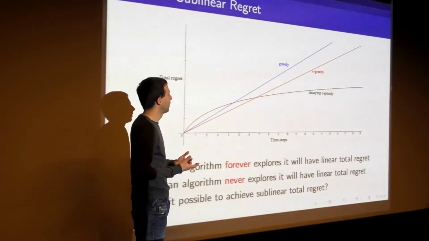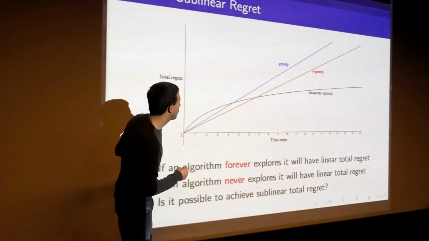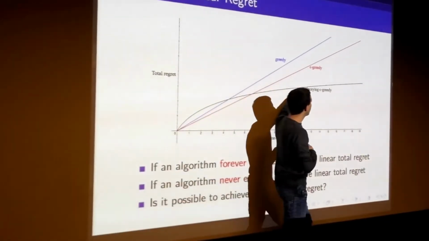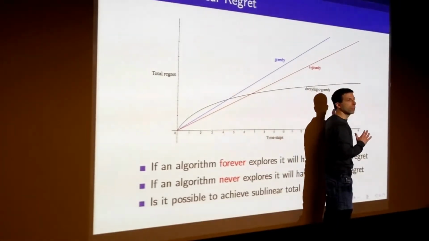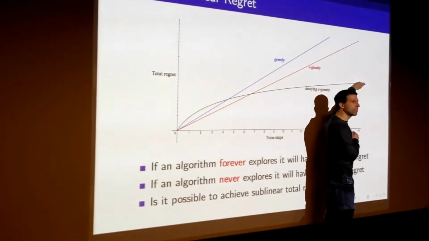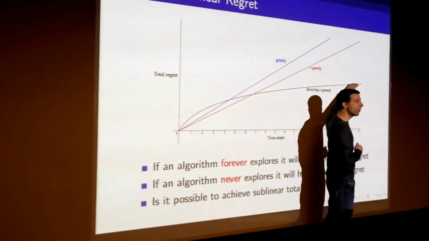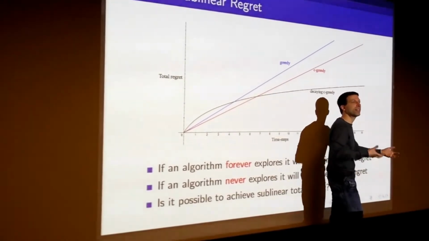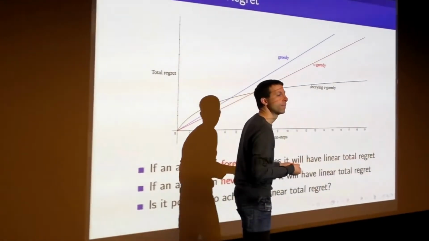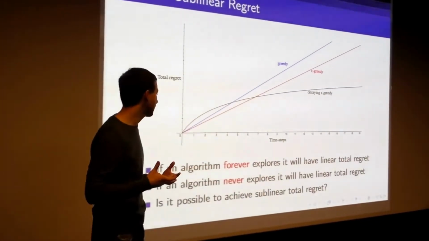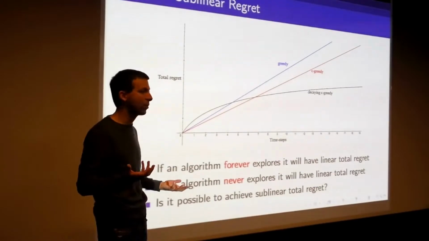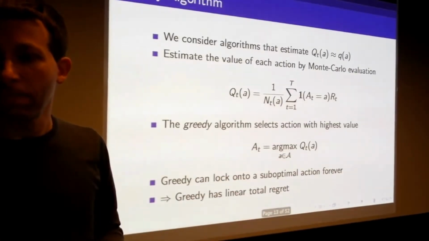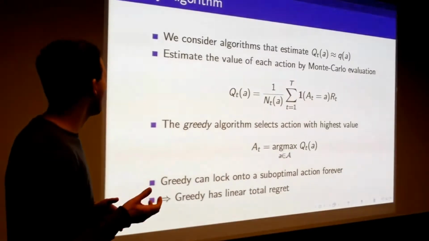And the question is, can we ever get sublinear regret? We want something that starts to asymptote out. We want something which gets less and less regret. As we see more and more, we want to do better and better and regret our choices less and less as we go on. And the question is, how can we achieve that? Is it possible to achieve sublinear total regret? And happily the answer is yes, and we'll see why.